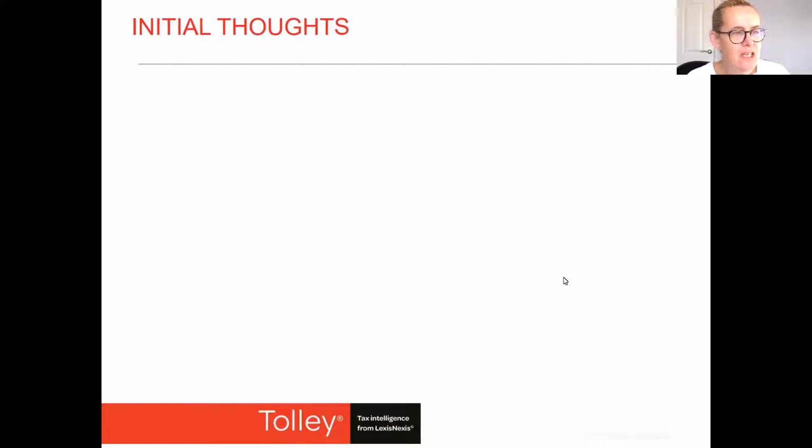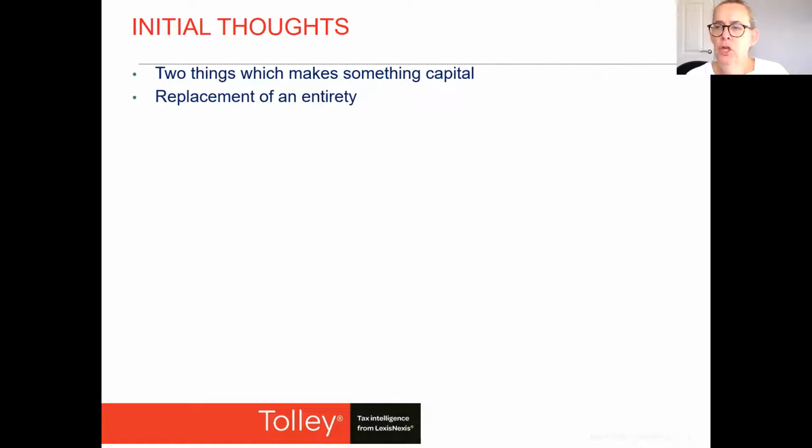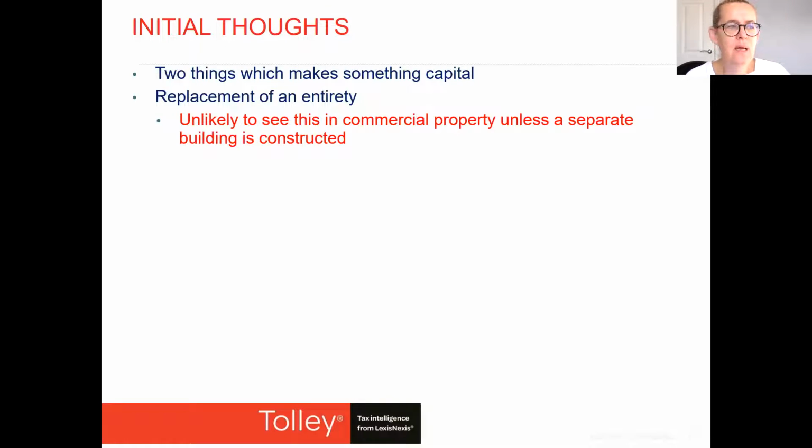Okay, so initially the thoughts that we have, there are two things that make expenditure capital. You're replacing an entirety. Now, it is unlikely that if we're talking about something like commercial property, that you will have replacement of an entirety unless you are talking about something like a complex where there are separate buildings. But it's important to acknowledge that the entirety is the whole building.